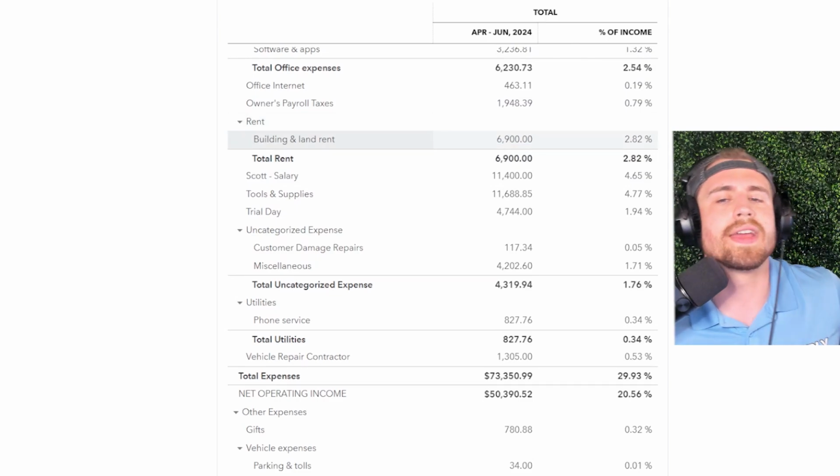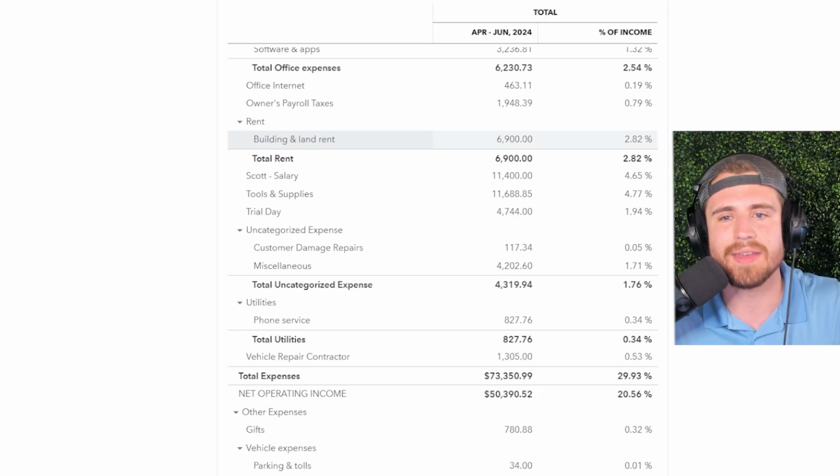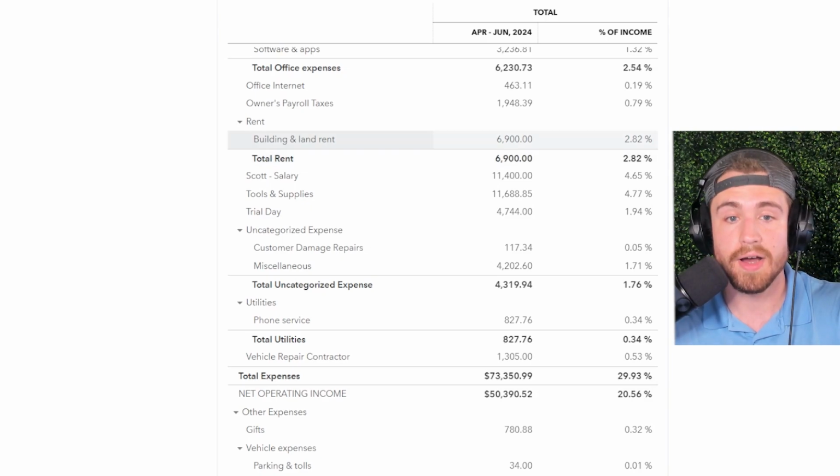Building and land rent, really, you don't want this over 3%. Even this, 2.8, still pretty high for me. I'd rather this be around 1 to 2%, but we can grow in this location, which is great. We can definitely still grow the business and make this a lower percentage. So that's all the big highlights of the expenses.